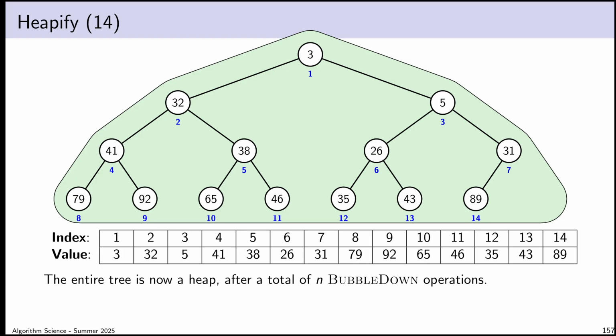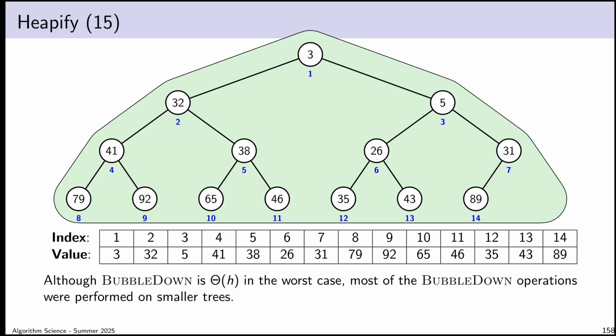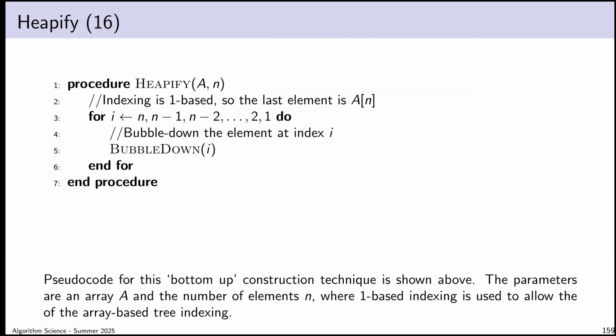I'll spoil it and say it turns out it actually is faster. The reason is that although we did do bubble down operations, which are big theta of h, most of those bubble down operations were performed on smaller subtrees that had a smaller height. So here's pseudocode for my bottom up construction. The name of this algorithm, the official name, is Heapify.